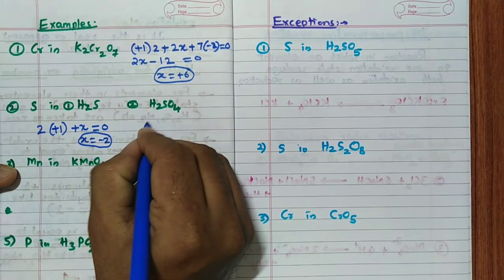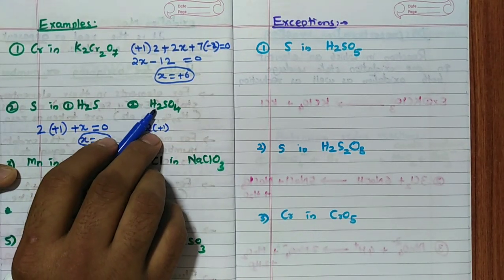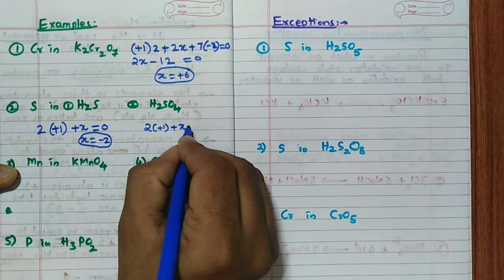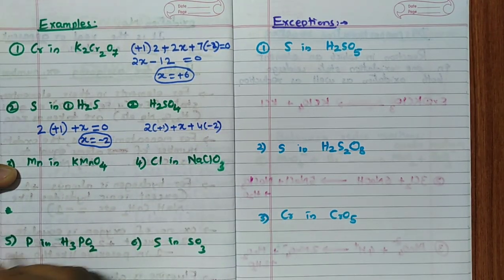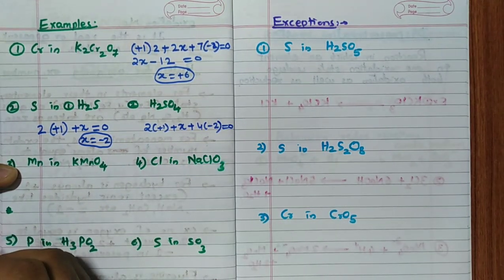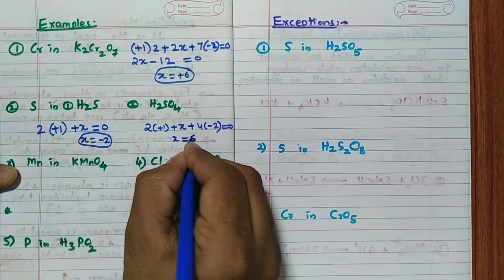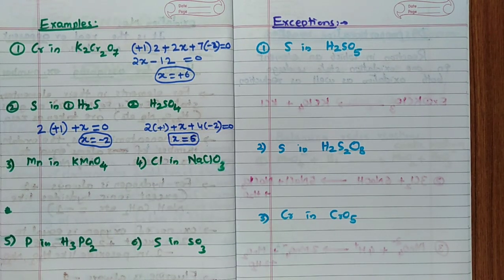Similarly here, sulfur. So 2 into plus 1, hydrogen. How many hydrogens are there? 2. Plus 1 is the charge. Plus X I will write. Plus 4 into minus 2, that is oxygen is minus 2, is equal to 0. So calculate this. Solve this. X is equal to 6 you are going to get. Plus 6.